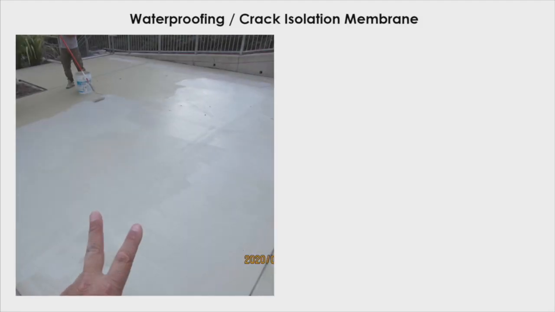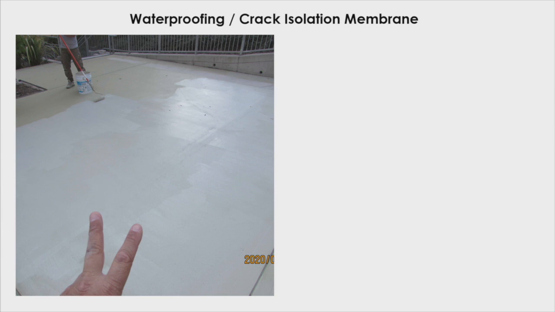Next is a waterproof crack isolation membrane. Now this is important because this is where I was saying earlier, if you put the waterproof membrane on top of the mortar bed, keep the water out of the mortar bed, then there's no reservoir of water. So any water that gets in the thin set evaporates pretty quickly and can't cause a problem.